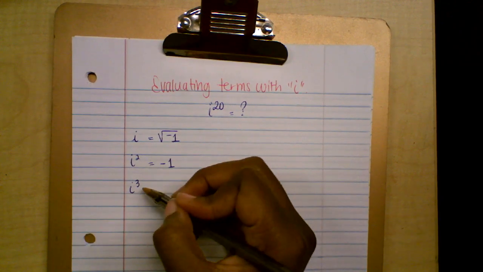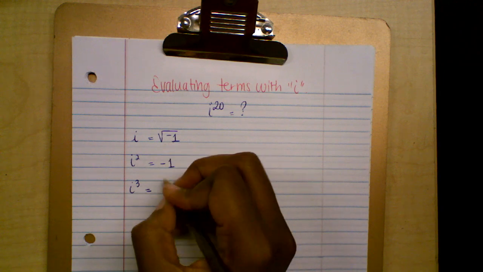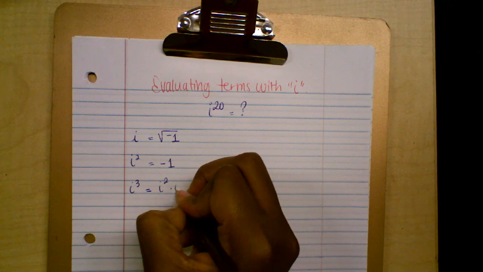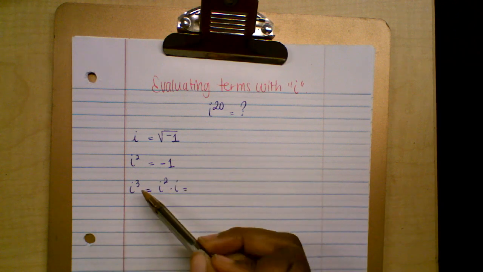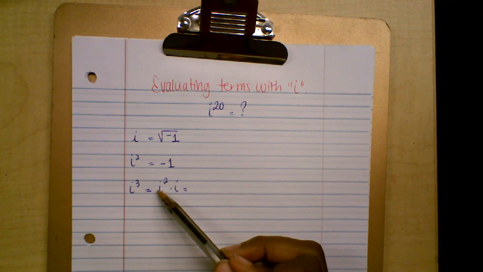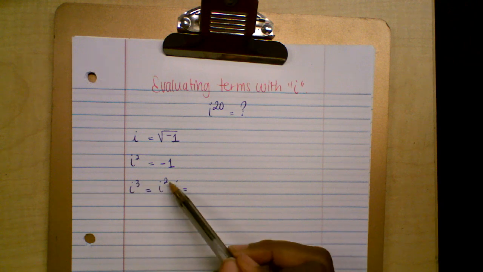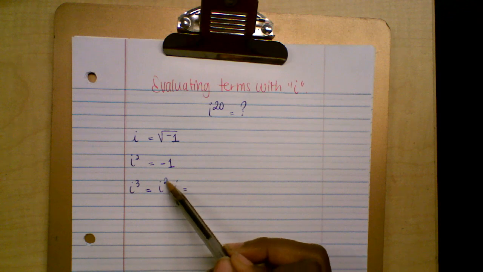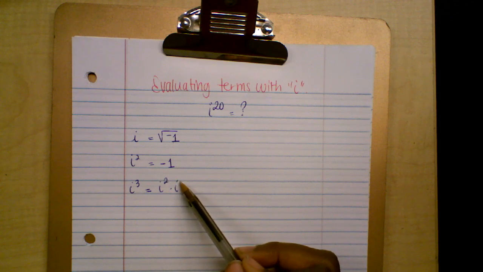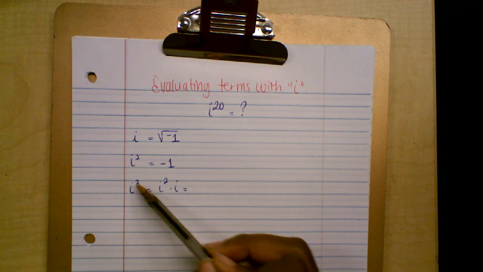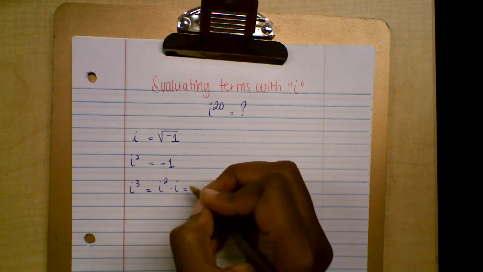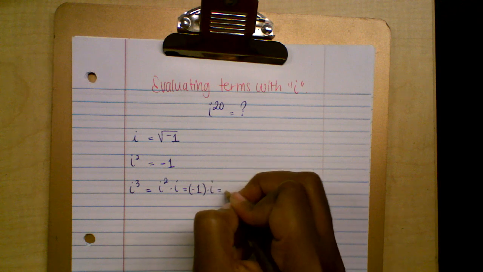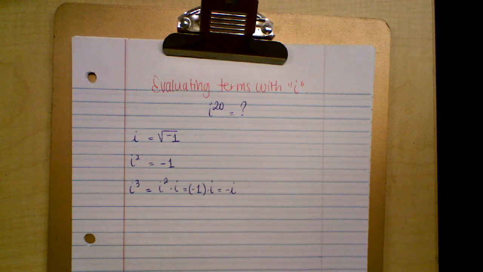I can rewrite i cubed as i squared times i. When you multiply powers with the same base, we add the exponents. The exponent of this i is 1, and 1 plus 2 is 3. And we know that i squared is -1, times i, which is going to be equal to -i.